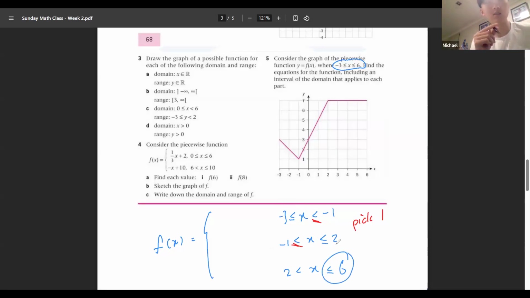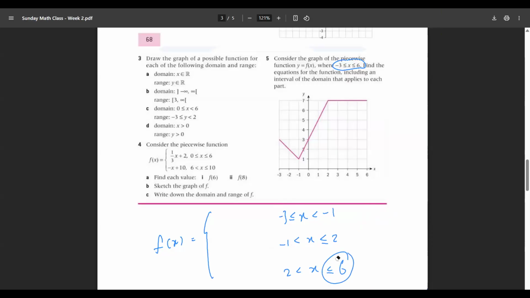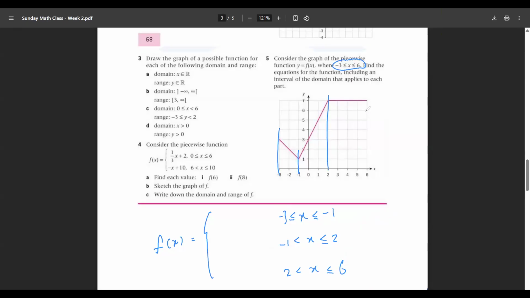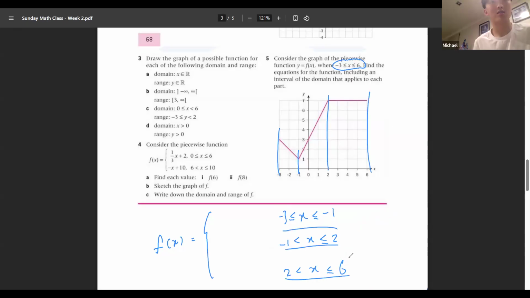Does that make sense, guys? Does the intervals make sense? Ryan? Could you explain it again? I don't really get it. Okay, all good. So right now we're breaking out the intervals. One is from -3 to -1, another one is from -1 to 2, and the last one is from 2 to 6. I'm just writing it out like this.